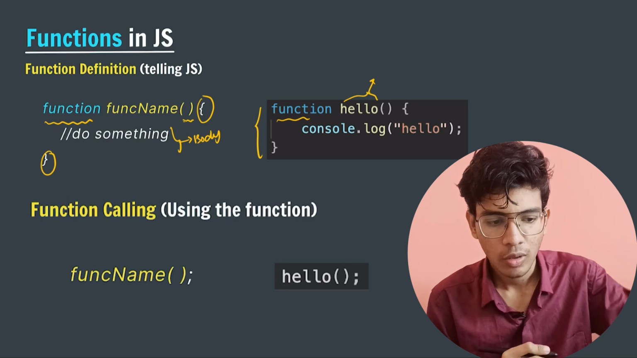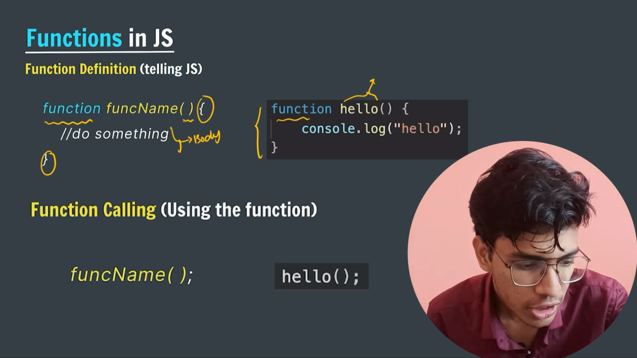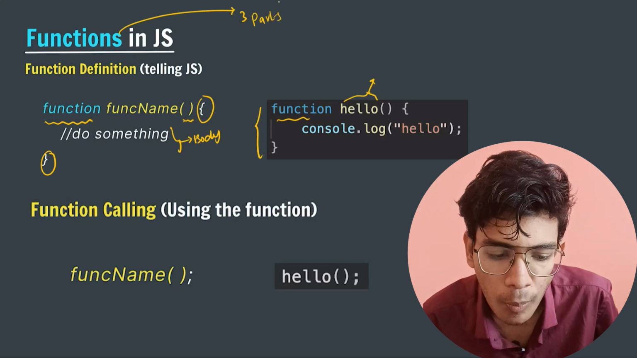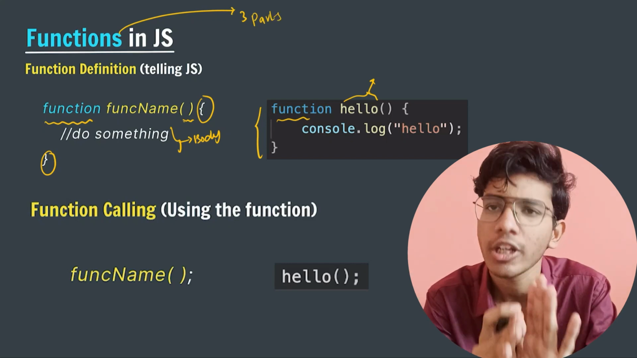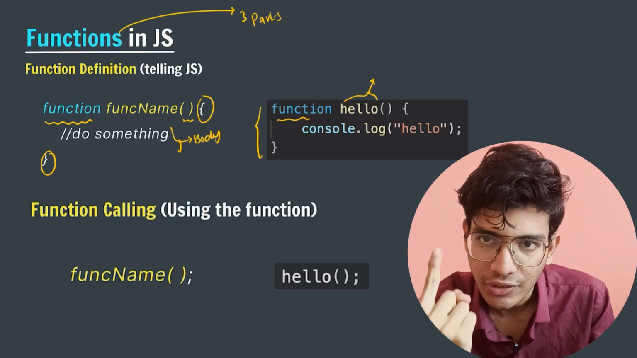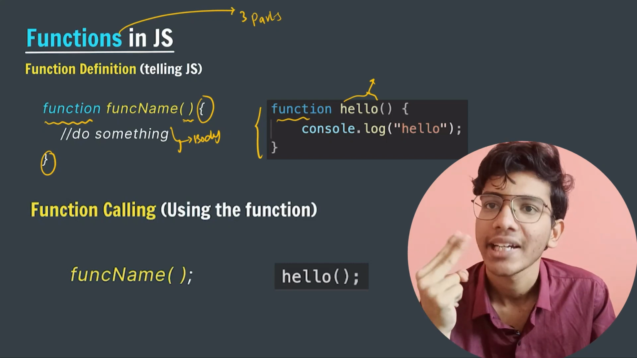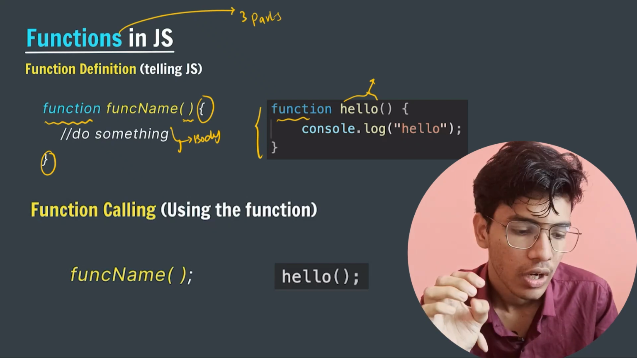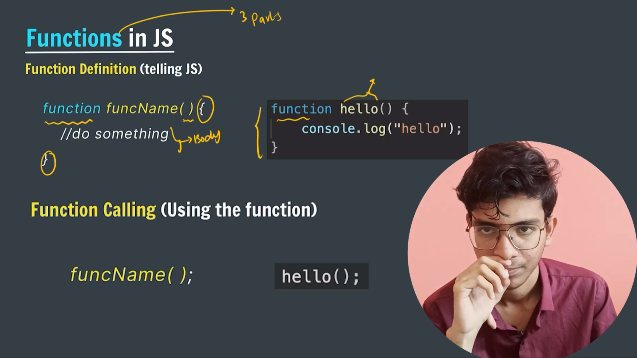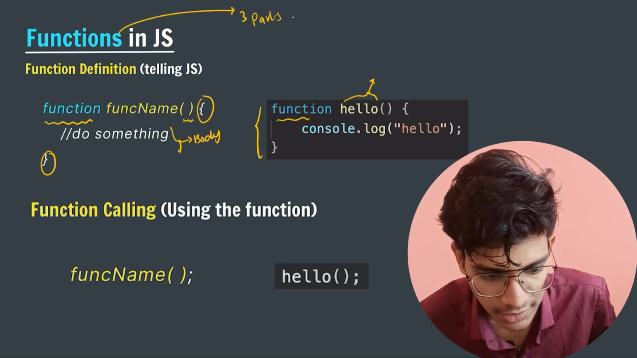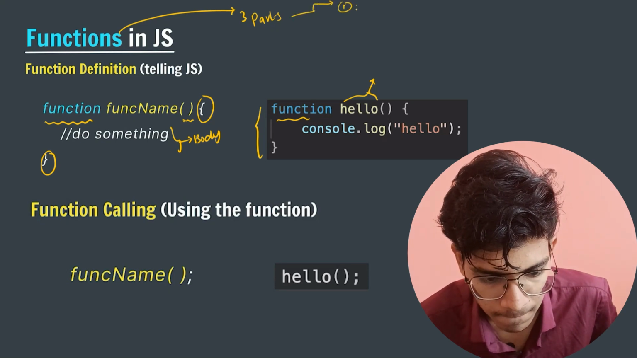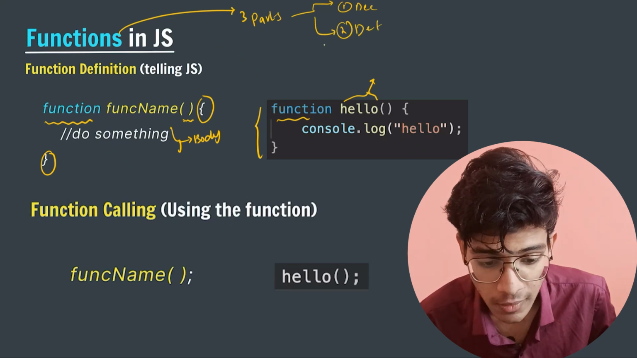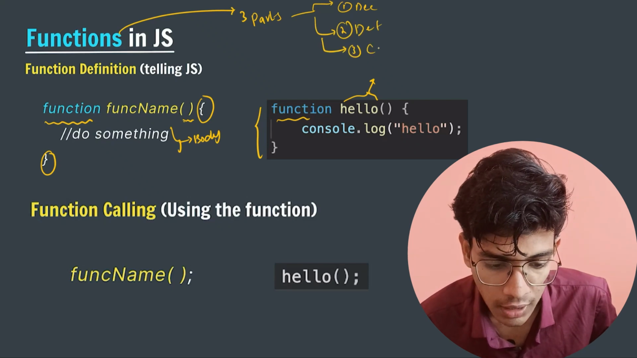Okay, now in functions there are three parts, or three components, very important, and you need to remember this. The first one is function declaration, the second one is function definition, and the third one is function calling.